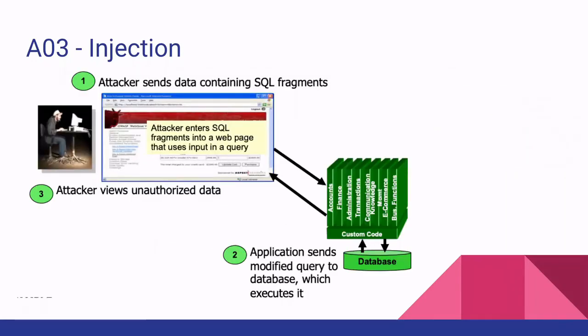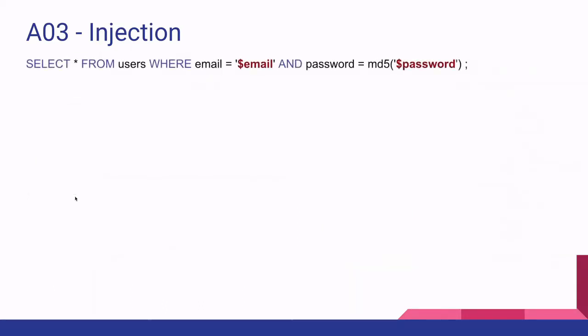We'll take SQL injection, wherein the attacker sends data containing SQL fragments to the web server, which processes it, and then the manipulated query will fetch the data and send it back to the user. Let's take an example where email and password are being sent, and this is the piece of code that is going to process it. This is a SQL query which is being processed.